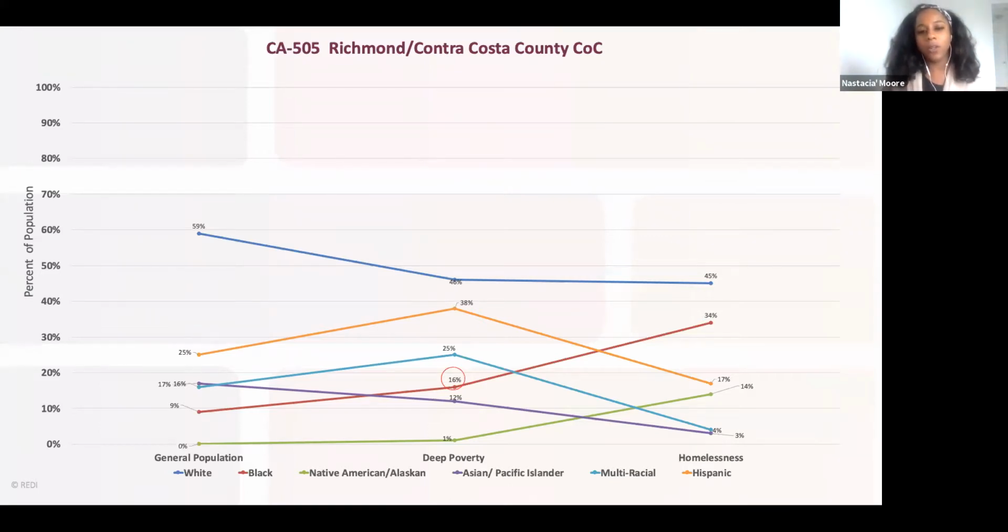And then three, I want to let you all know that you're not alone. A lot of the communities that we work with across the nation look somewhat similar to this. And so you're not alone in this process of having these great disparities across racial and ethnic groups.